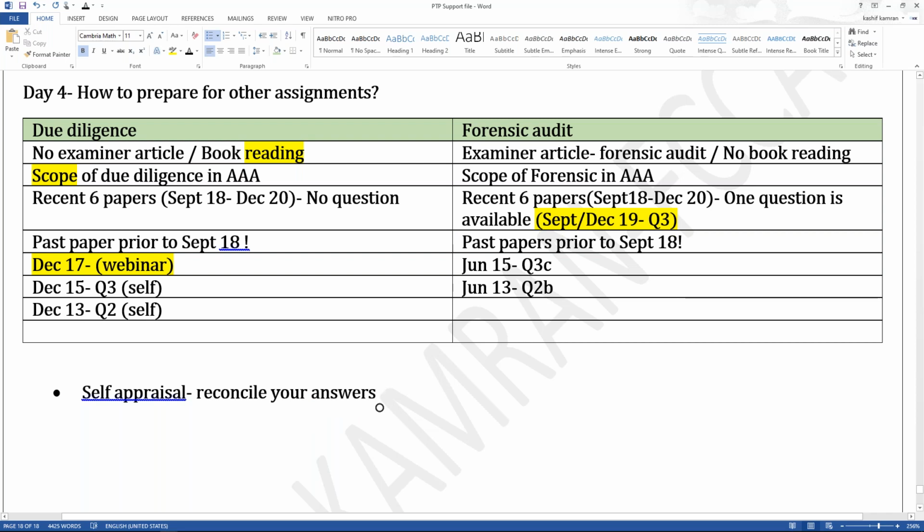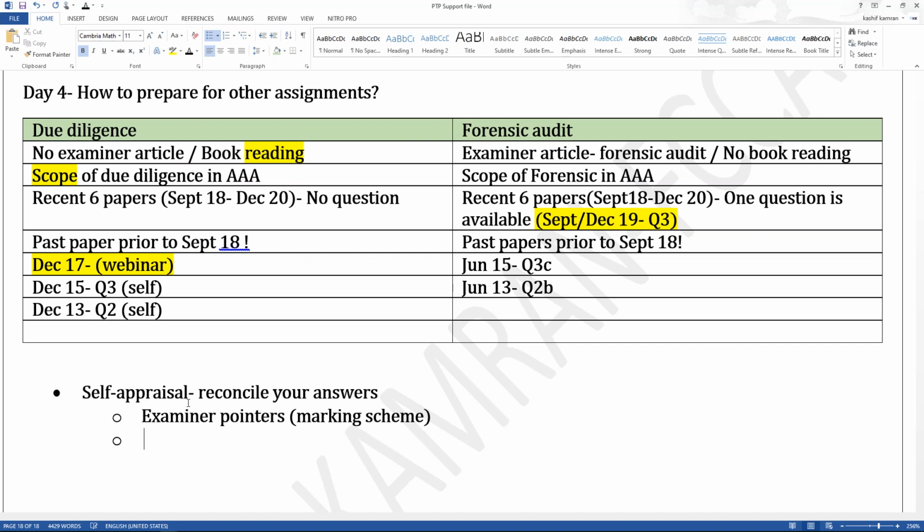Syllabus has not changed for due diligence. Syllabus has not changed for forensic since last 5 years, 6 years, 7 years. So if you're doing old papers, nothing to worry about, right? You have to do a self appraisal when you solve the papers. So you need to reconcile your answer with the examiner pointers, which are given in the marking scheme. So I'll share the answers with you of the old paper.